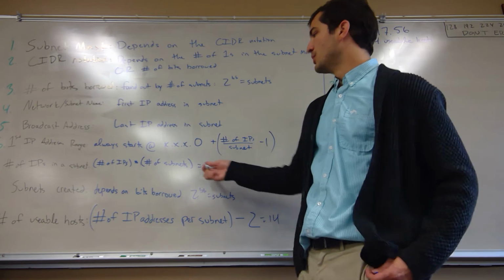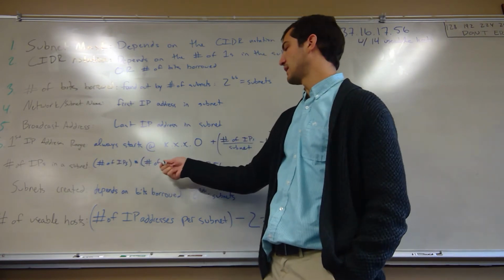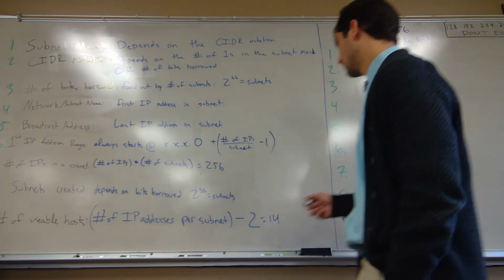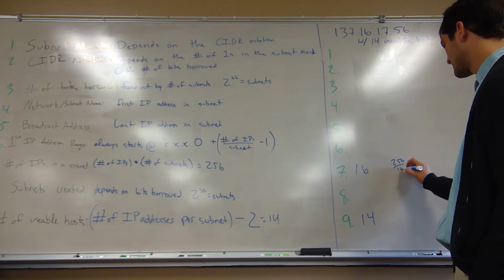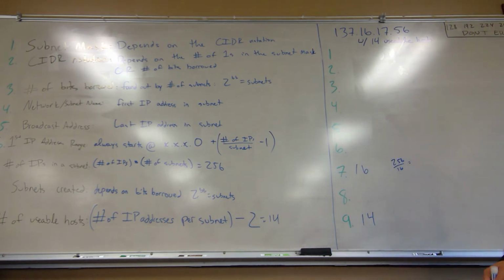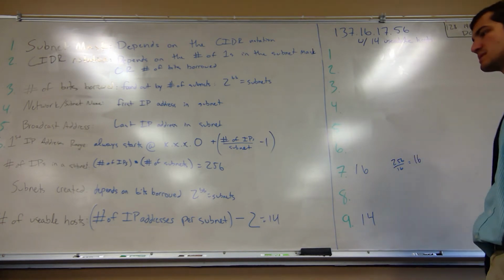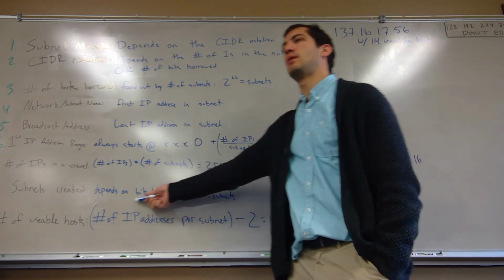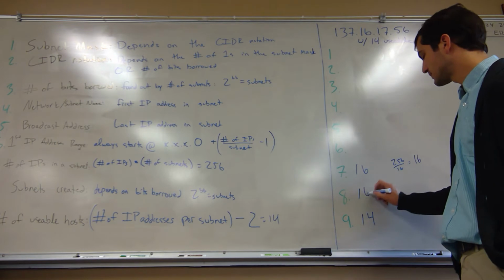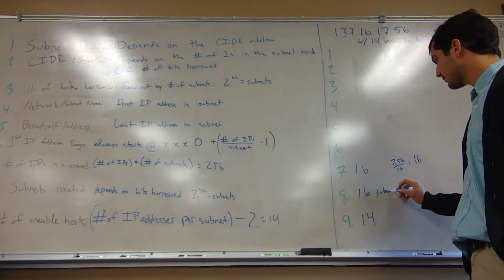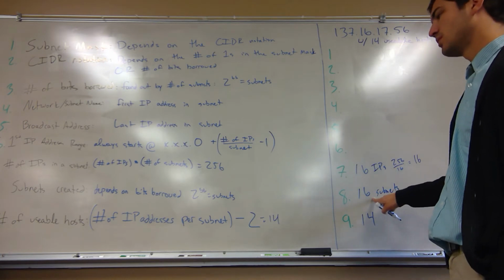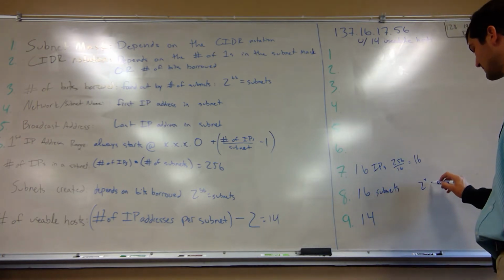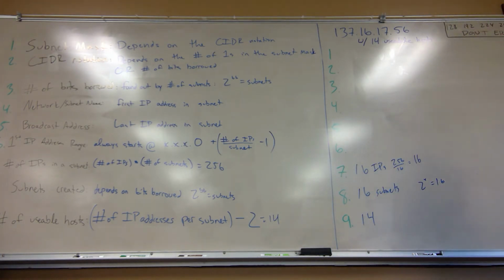Now, knowing the number of IPs, we can find out the number of subnets. So we do 256 divided by 16, which is 16. So we have 16 subnets created. And now you can know how many bits borrowed. 16 subnets, 16 IPs. So 2 to the x is 16. What is that? 4.